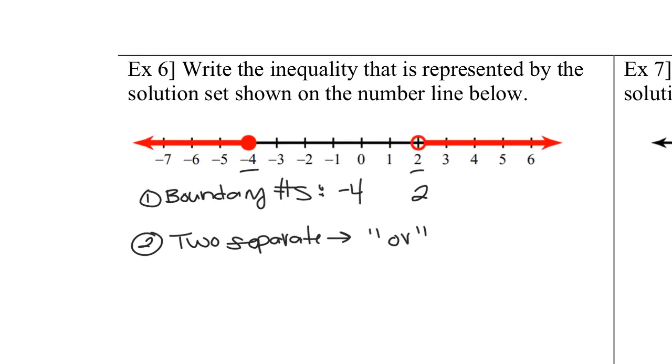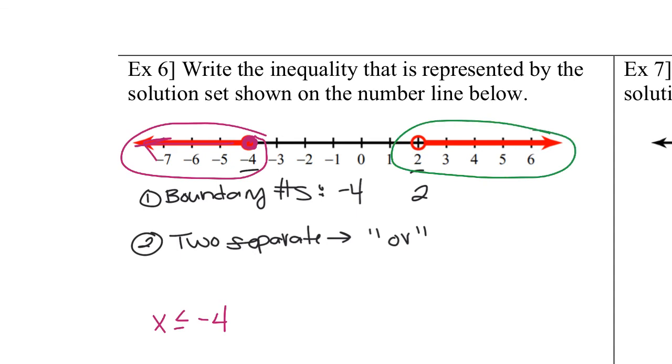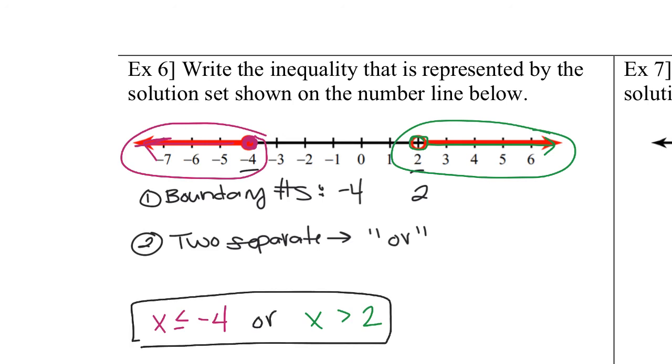So the first inequality comes from this left-hand side. So it's going to be x and a -4, because that's the boundary number. And since the shade is to the left, that means it was less than or equal to. The equal to comes because it's a solid dot. Then the other part of the inequality solution is the right-hand side. So we're going to have x and a 2. Since it's shaded to the right, it's going to be greater than. And because it's an open circle, it's just a strict greater than. When you put or in the middle, there is your solution.